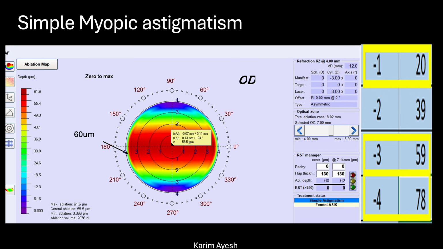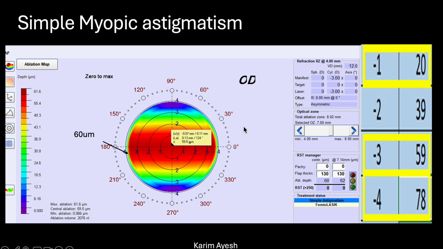First example of this presentation is simple myopic astigmatism. Here is the planning software of our laser machine. I put this refraction: 0 plano, -3 cylinder, axis 180. It showed me this diagram. The red color is the areas of ablation, while the lighter colors are the areas where the ablation is less. I found that the central area is around 60, and the peripheral area is also around 60, the same amount. So I think the machine will work on that meridian with the same amount of refraction.